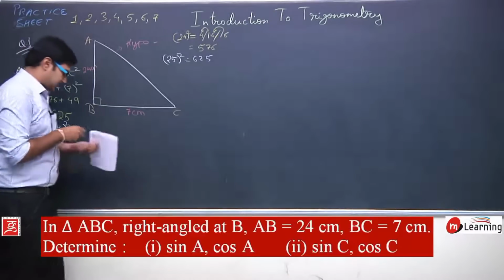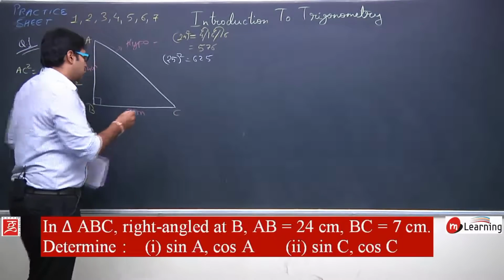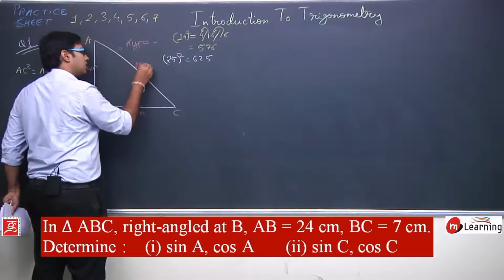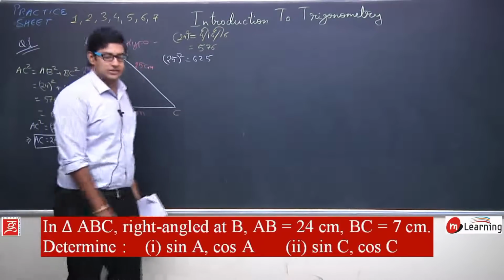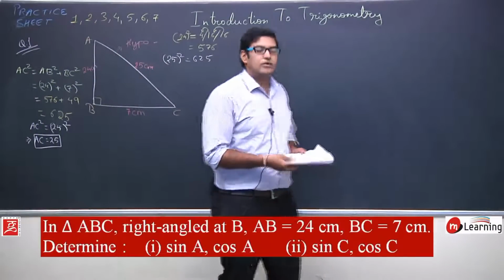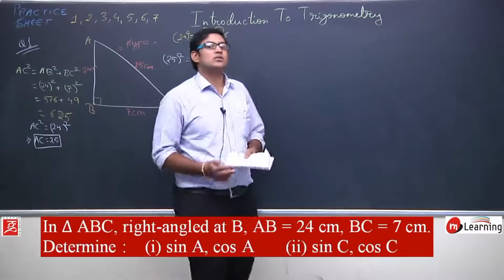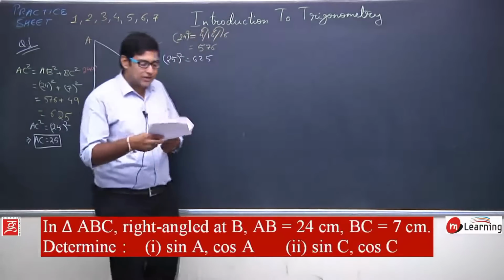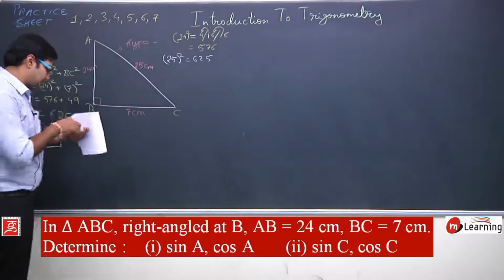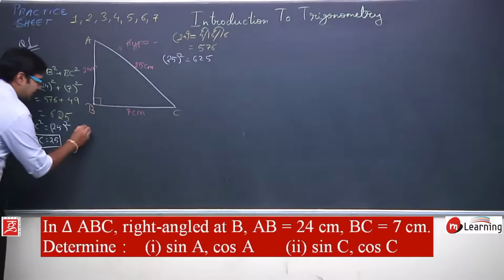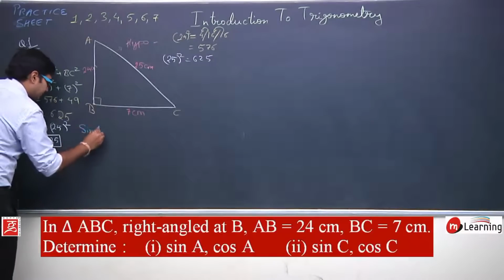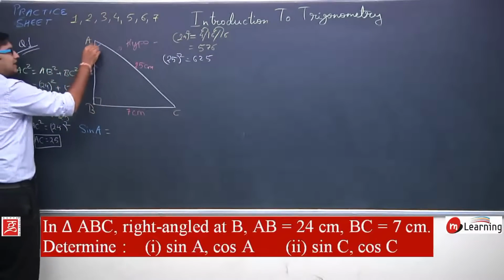So AC is 25 centimeters. So AC मिल गया हमें 25 सेंटीमीटर. So इस triangle को हमने solve कर लिया. Now next is calculate the value of sine of angle A. So sine of angle A, this is angle A.